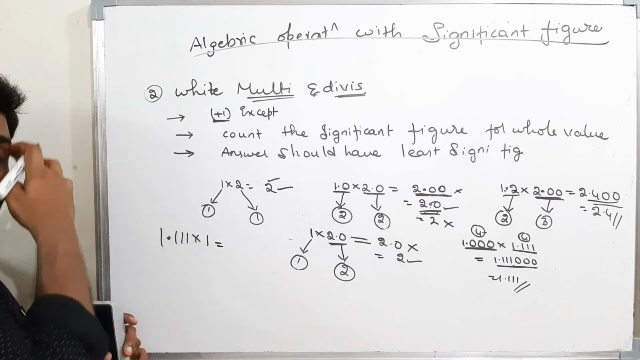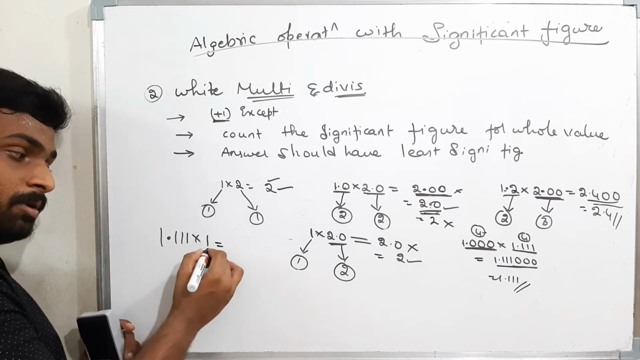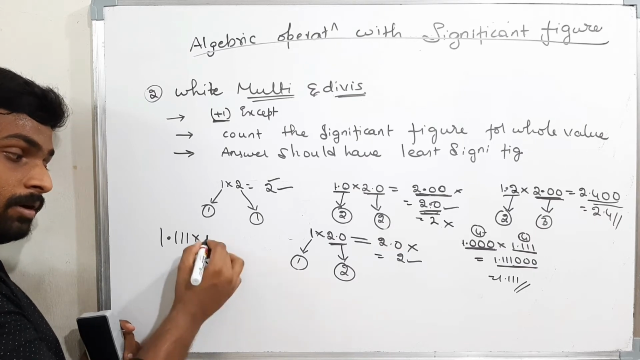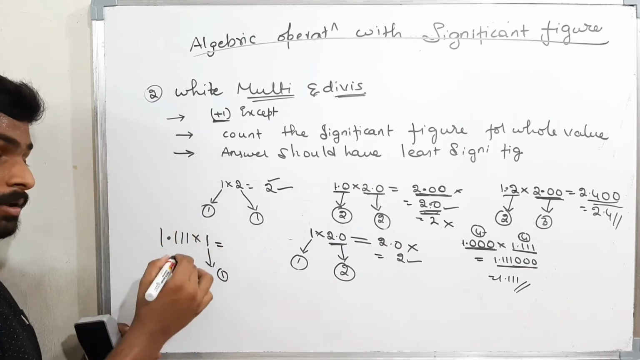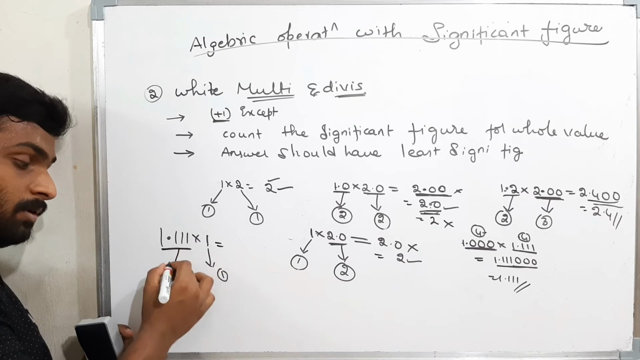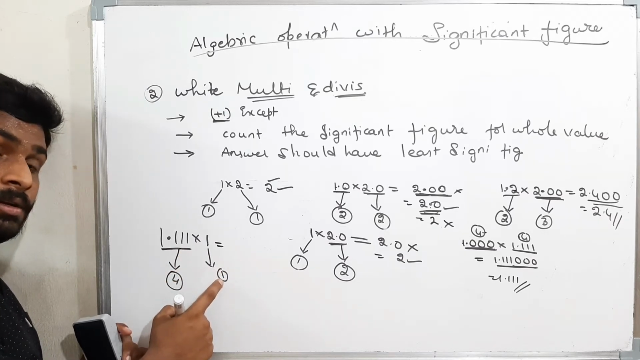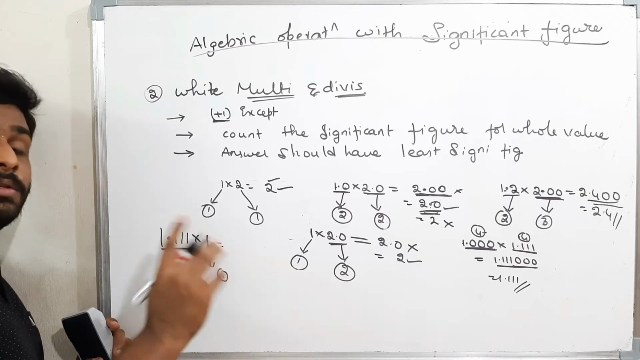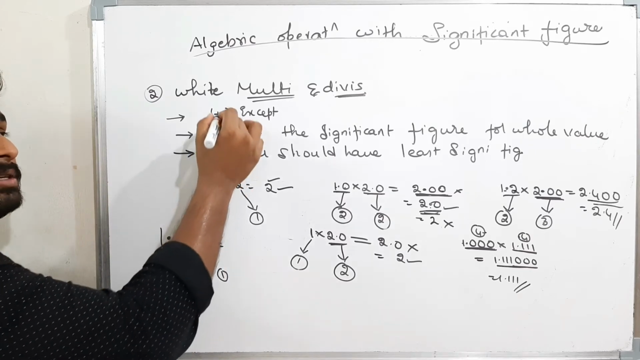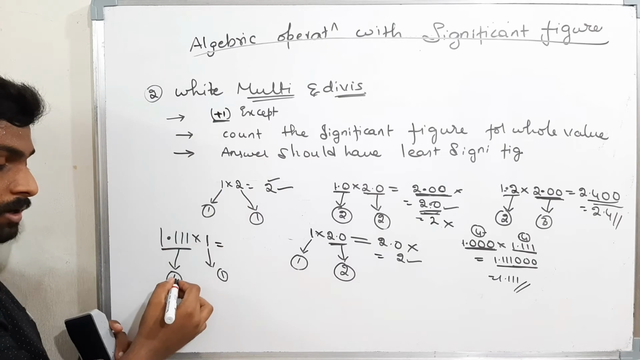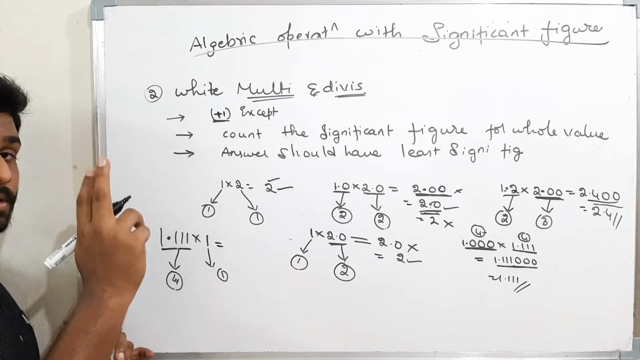1.111 divided by 1 is how much? Here, how many significant figures are there? For 1, only one significant figure. For 1.111, how many significant figures? 4. The least is 1, and the next one is 4, which is not acceptable. Plus 1 is acceptable. That means I have to convert this one to 2 significant figures.